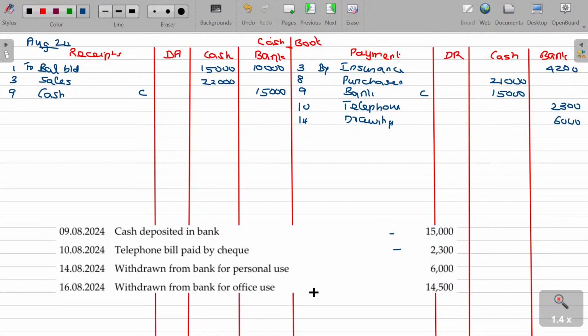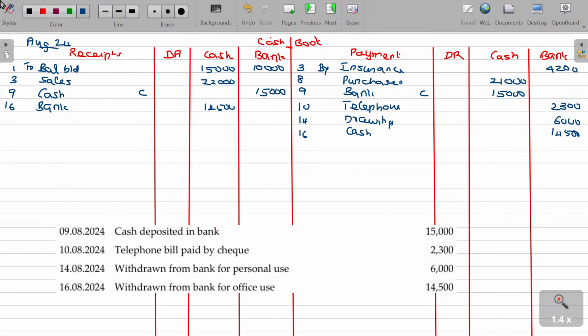Similarly, withdrawn from bank for office use. Office use means there's a cash box in the office, and the money comes from the bank to the office cash box. So it should be on the receipt side of cash, the value being 14,500, and it will be the payment side of the bank account, 14,500. Under bank, it will be named as cash. Under cash, it will be named as bank. The date being 16th.